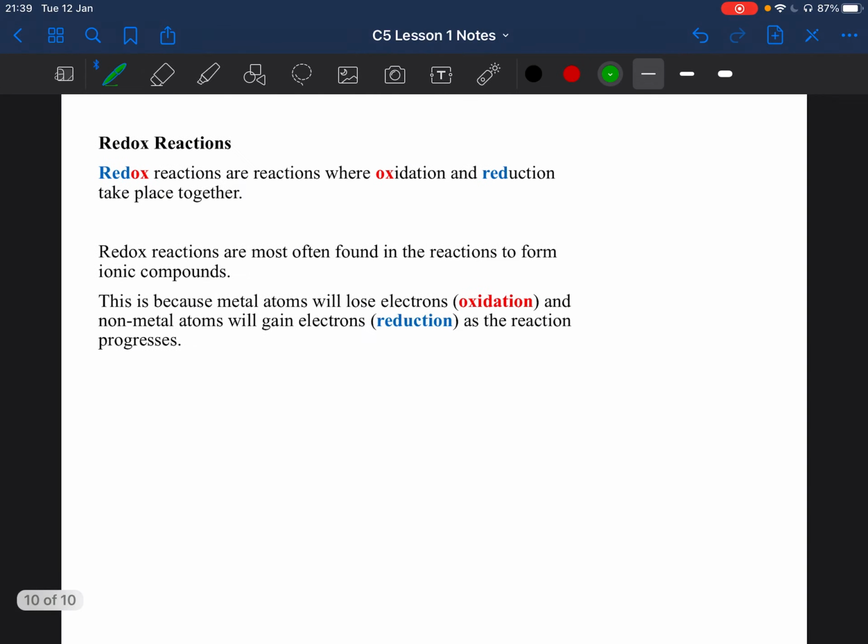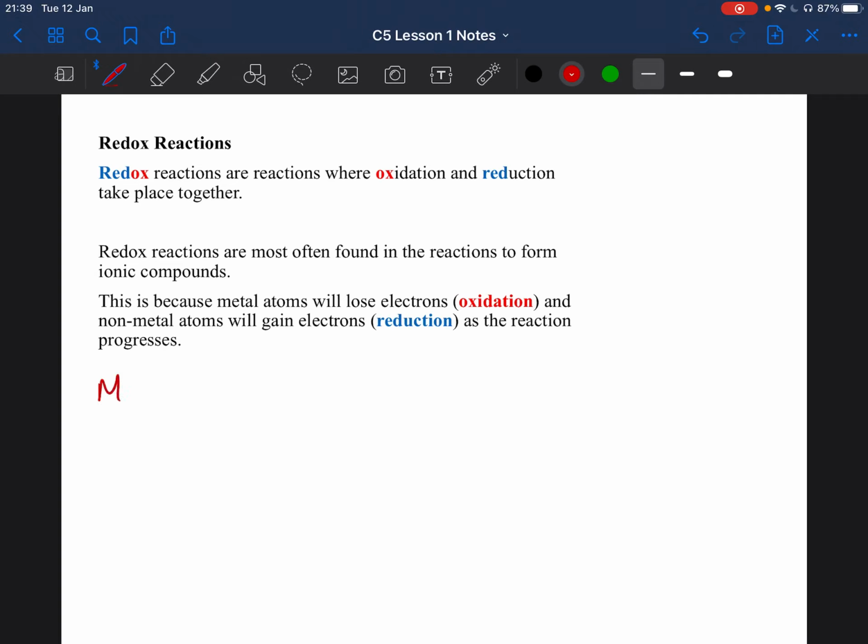Now, I've already mentioned the last key term that I'm going to talk to you guys about in this video once before, and that's redox reactions. Redox reactions happen when we have oxidation and reduction taking place together. And redox reactions are most often found in reactions that form ionic compounds, because the metal will be donating electrons to the non-metal. I'm going to show you an example of a reaction that creates an ionic compound that involves both oxidation and reduction, so it's a redox reaction, but isn't between a metal and oxygen.